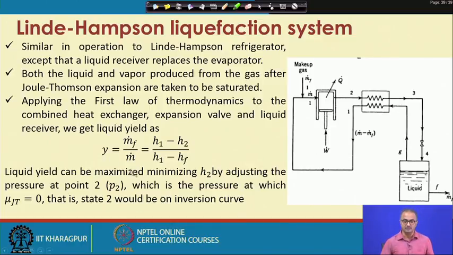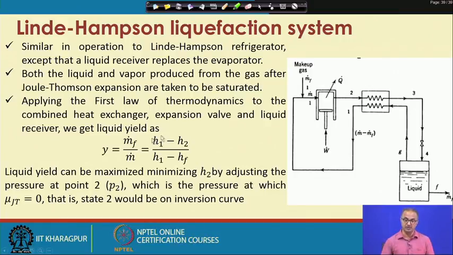This liquid yield is calculated by applying the first law of thermodynamics. This is how we find the liquid yield, and it depends on the temperatures across the compressor and also the temperature within the liquid reservoir. We find that H1 and Hf are generally dictated by the ambient, because we are taking things from the ambient and putting them back to the ambient. So we cannot do much about H1 and Hf, but what we can play with is H2, so that we can change the liquid yield.